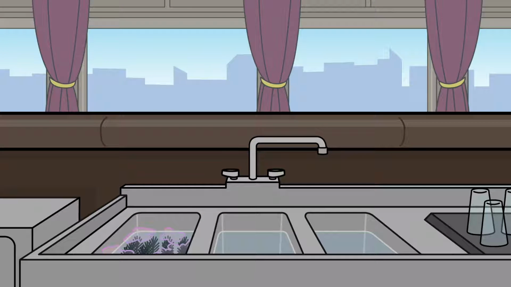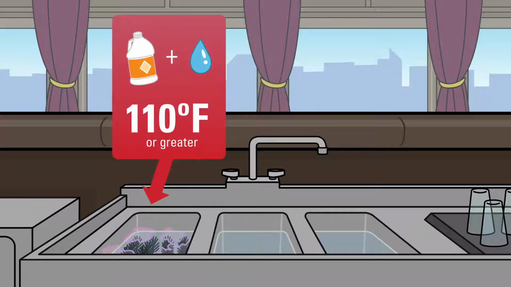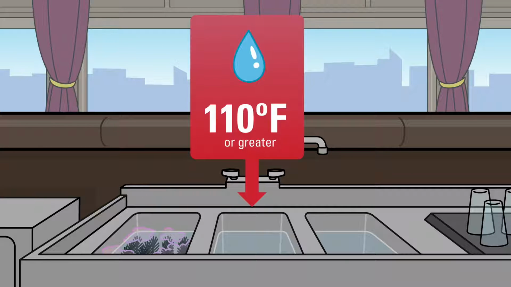A manual 3-compartment sink can be used to wash, rinse, and sanitize. The first compartment is used to wash items with a detergent with water at a temperature of at least 110 degrees Fahrenheit. The second compartment is used to rinse the detergent off the equipment with water at a temperature of 110 degrees Fahrenheit. Remember to keep the water clean and change it as frequently as needed.